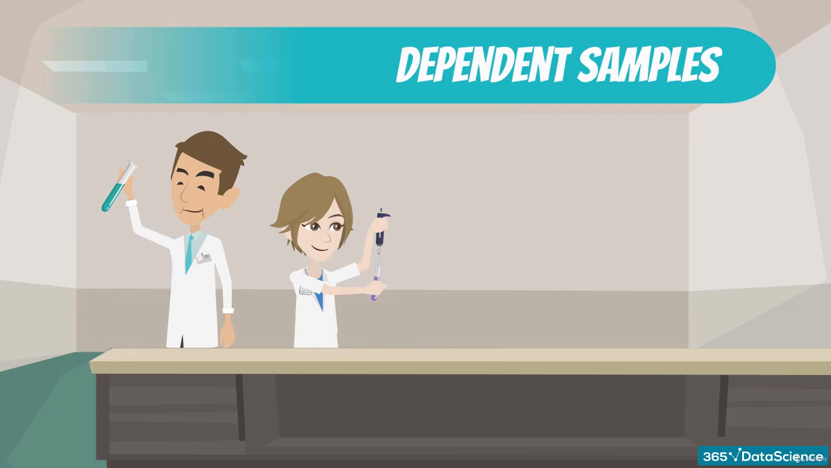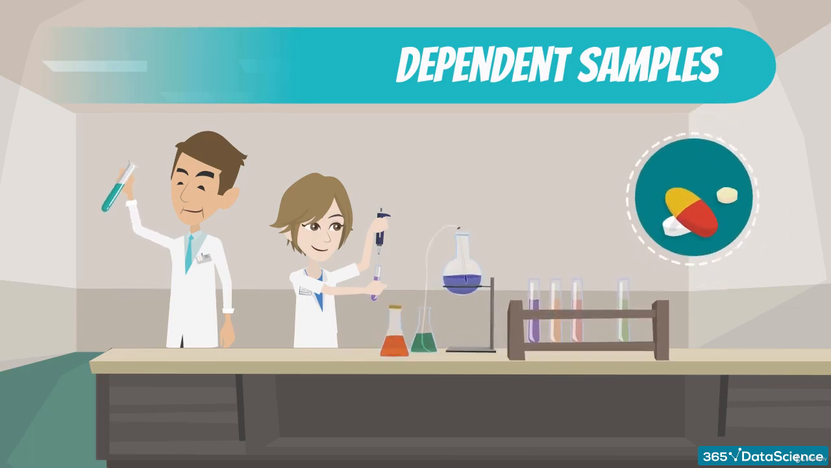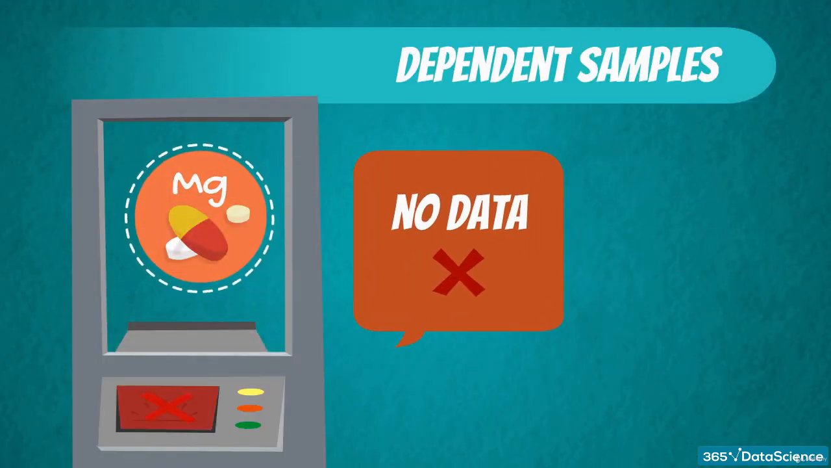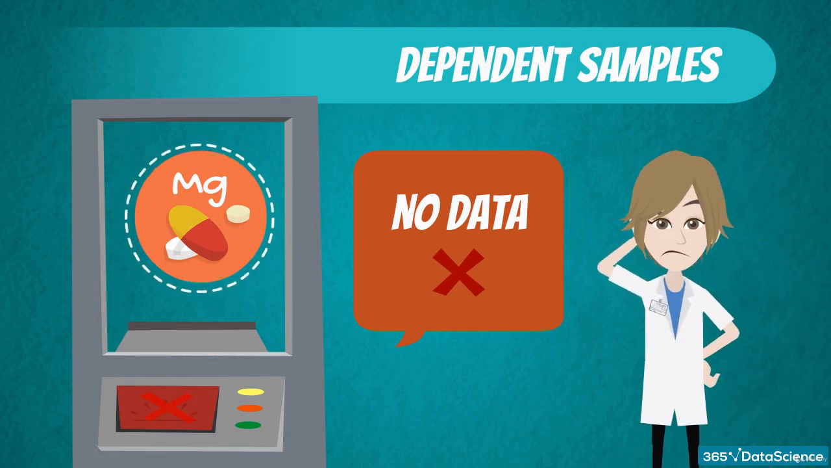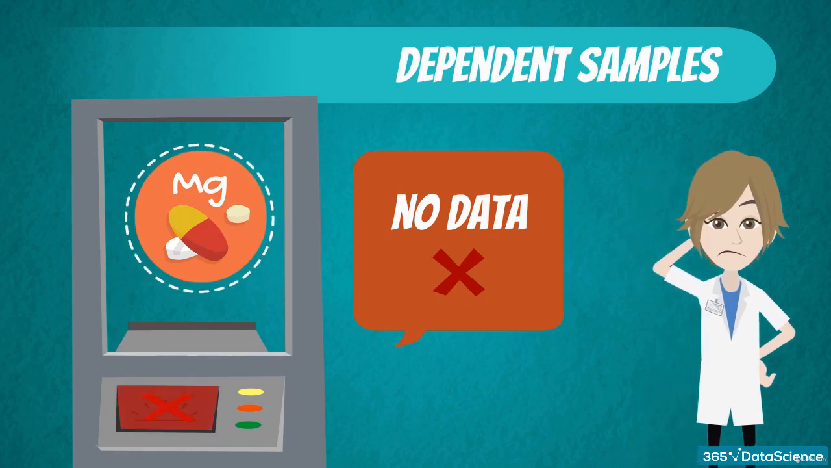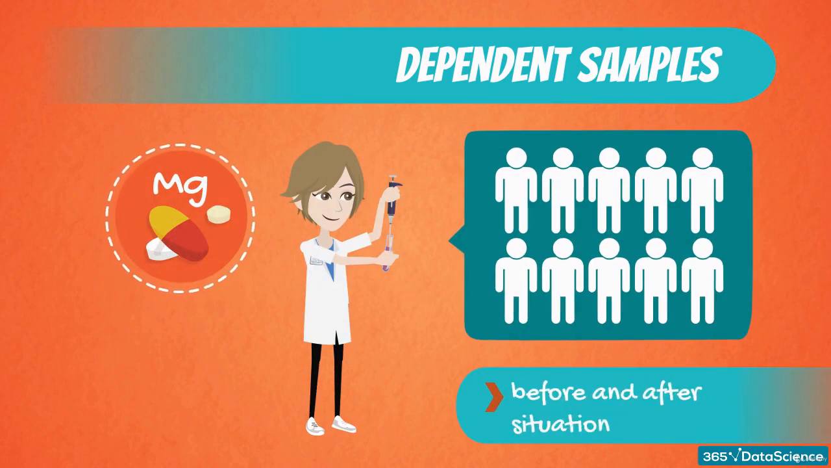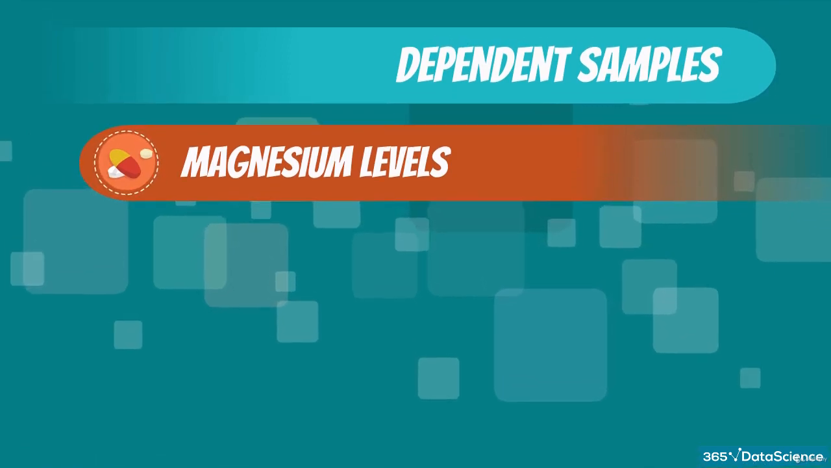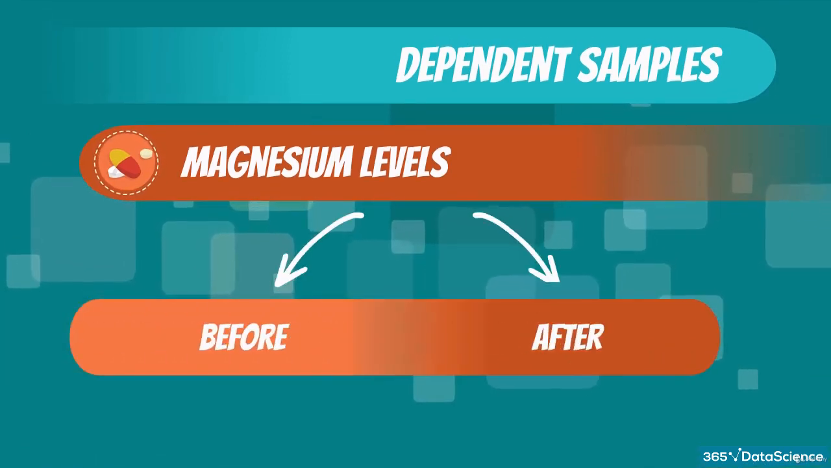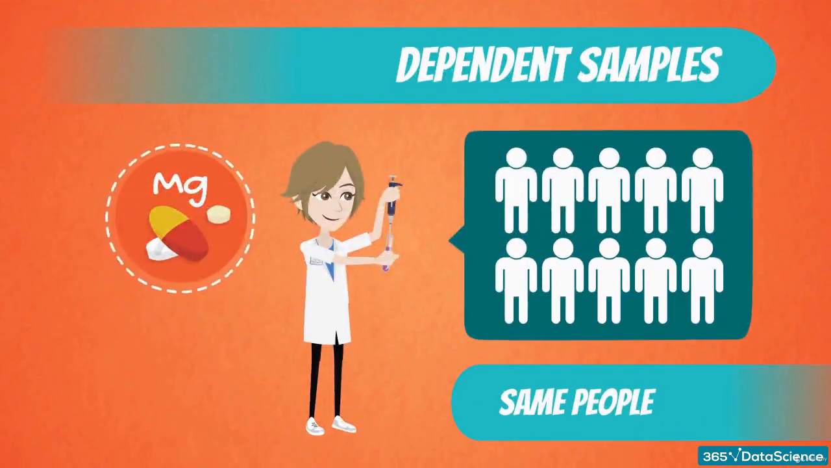This statistical test is often used when developing medicine. Let's say you have developed a pill that increases the concentration of magnesium in the blood. It is very promising, but there is no data to support your claim. After testing the drug in a laboratory, it is time to see its actual effect on people. What you would typically do is take a sample of 10 people and test their magnesium levels before and after taking the pill. The two dependent samples are the magnesium levels before and the magnesium levels after. It is clear that it is the same people we are testing, thus the samples are dependent.